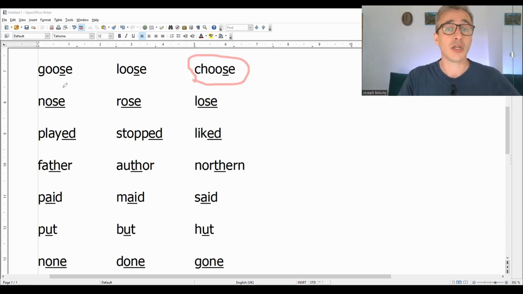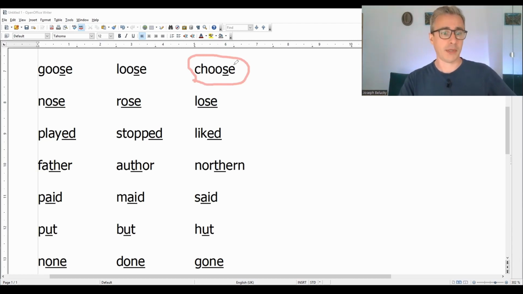Loose, goose. And you know, the difference between these two letters is very subtle. The mouth position, the tongue is exactly the same for the S or the Z. The only difference is vibration, what we call voiced sounds. So the Z here, we use our voice box to create some vibration to make the Z sound. So goose, loose, choose. So this is the odd one out.